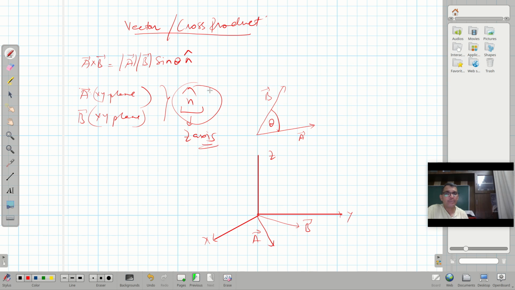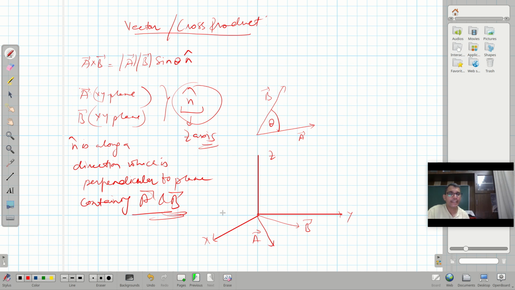because n cap is along a direction perpendicular to the plane containing A and B, and both A and B are lying in the xy plane. So that means n cap is along the z-axis. This is one way to define a cross product, one way to look at it.